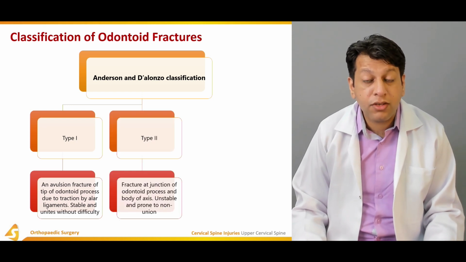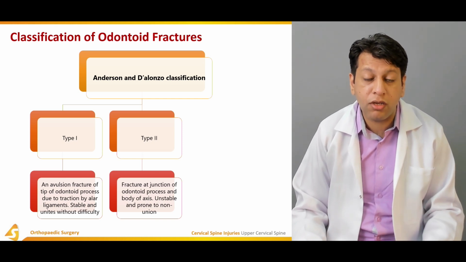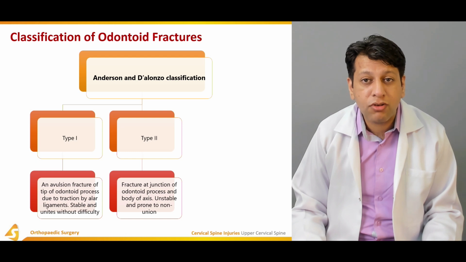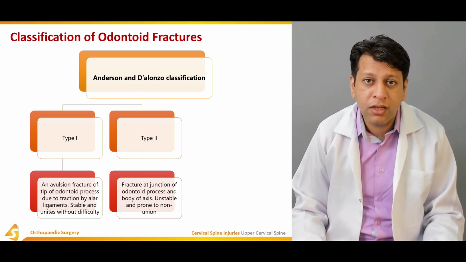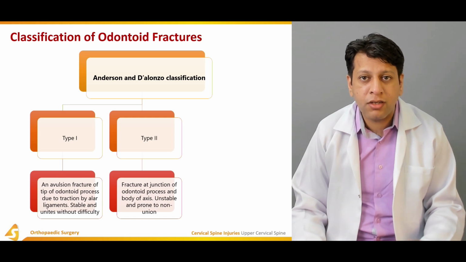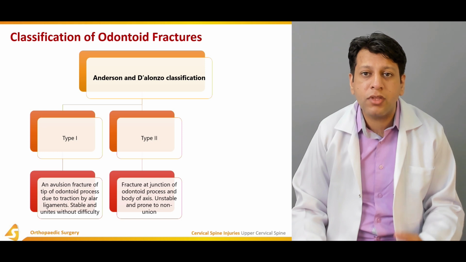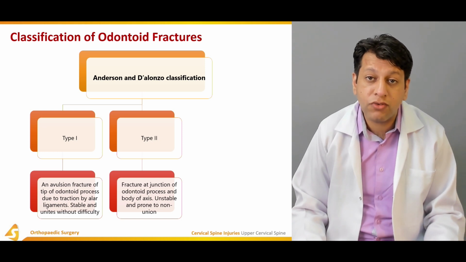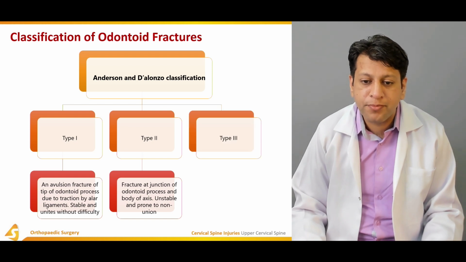Type 2 is actually the problematic part, because it's a fracture of the base of the odontoid, where the odontoid joins the body. And this is a watershed zone where there is no blood supply, and this results in a non-union. There is a very high chance of non-union in type 2 odontoid fractures.